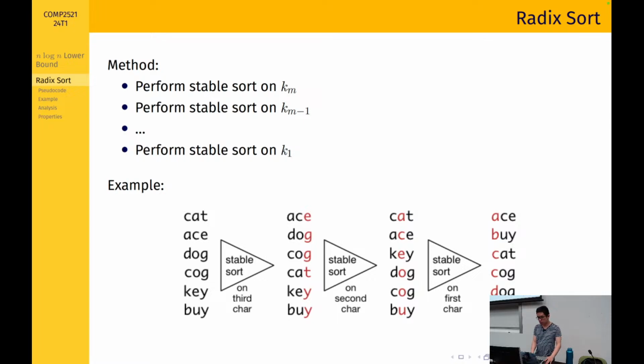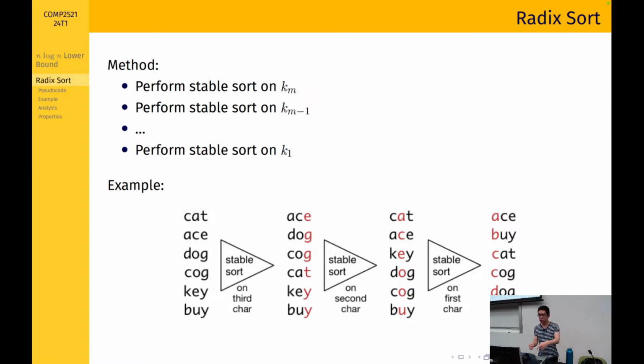Okay, so we need a stable sort in order for each of these intermediate sorts. So what sorting algorithms have we looked at? Right, we've looked at bubble sort, that's stable. Insertion sort, that's stable. Merge sort is also stable, and it's also efficient. So why don't we use merge sort?